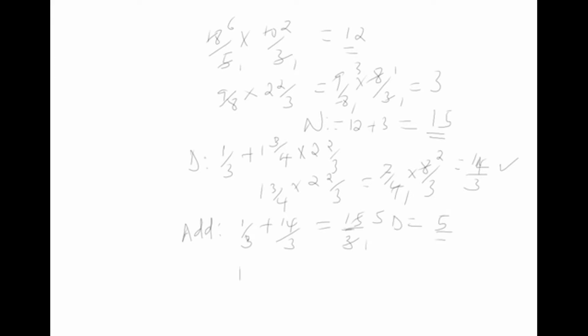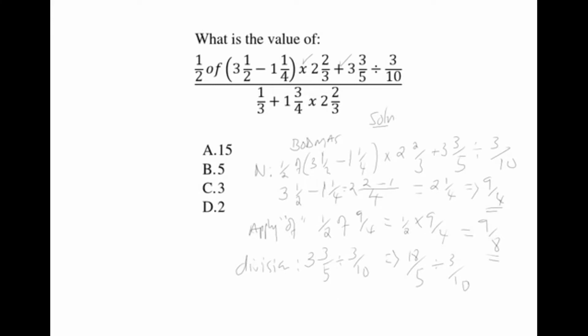So finally, we have to take the value of our numerator, which is 15. We divide by the value of our denominator, which is 5. So it is 5, it is not 3, it's 5. So by 5, 1, by 5, 3. So we have our answer as 3. So the correct answer is C.